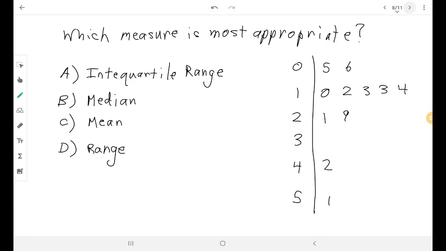Now let's move on to the next problem. All right, so now we've got a stem and leaf plot, and again, we're looking for the best measure of central tendency. And again, really, the interquartile range and the range aren't measures of central tendency. So imagine that you do this. Imagine that I look at it like that.